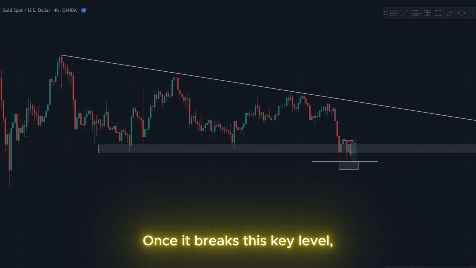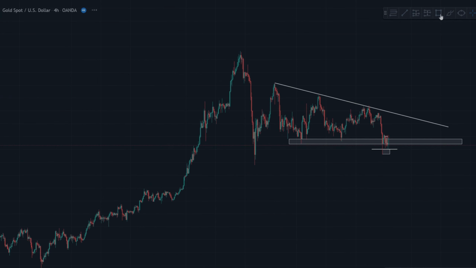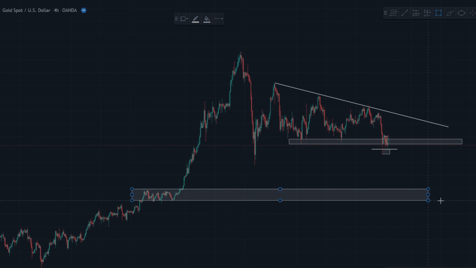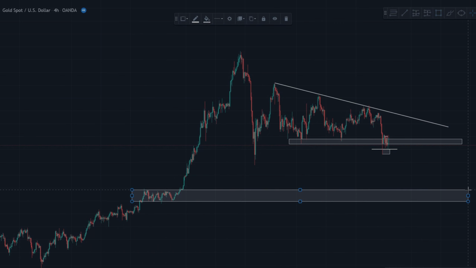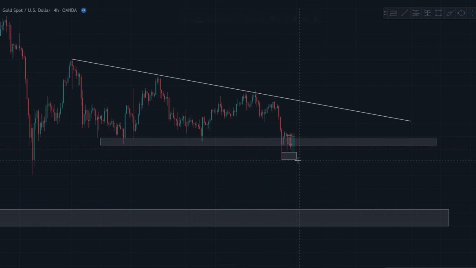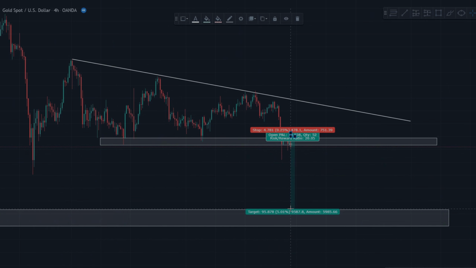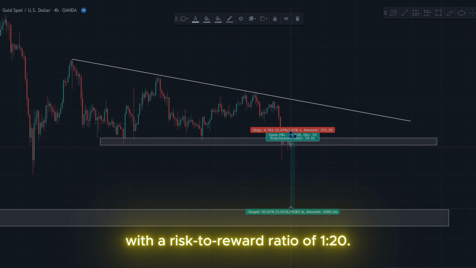Once it breaks this key level, the next target will be this price zone. So, if we're going to aim big, we'll target all the way down to this price zone with a risk-to-reward ratio of 1:20.